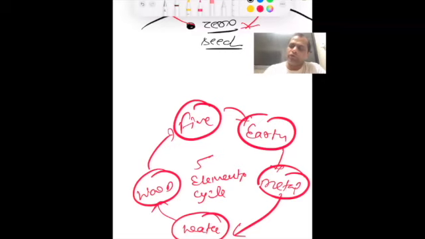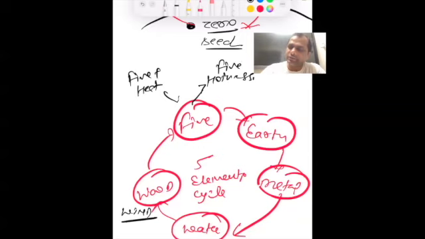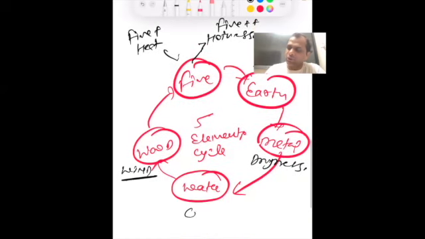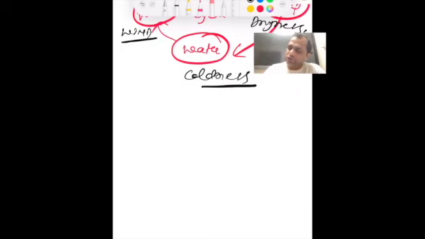If we talk about in the form of energy, so the energy of wood is wind, the energy of fire is heat and hotness, means fire plus and fire plus plus. The energy of earth is collection, dampness, humidity. The energy of metal will be dryness, and the energy of water will be coldness. Water is cold.